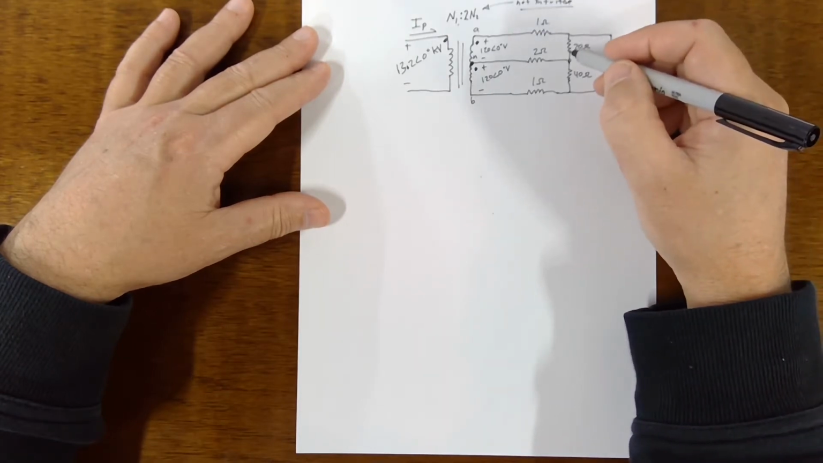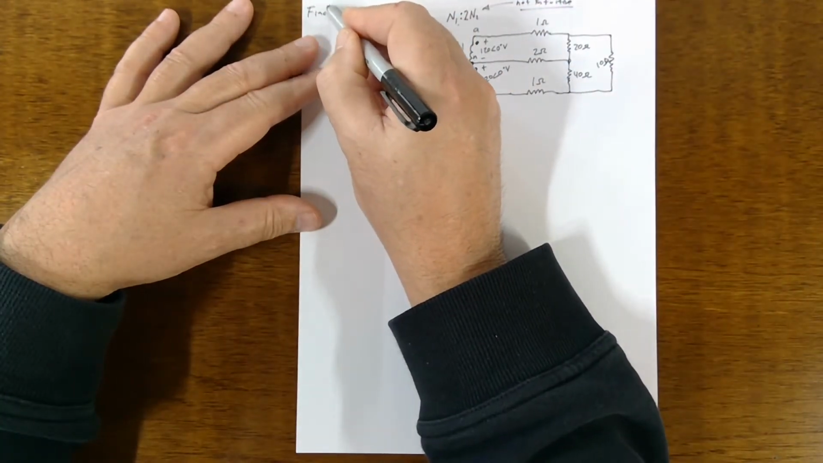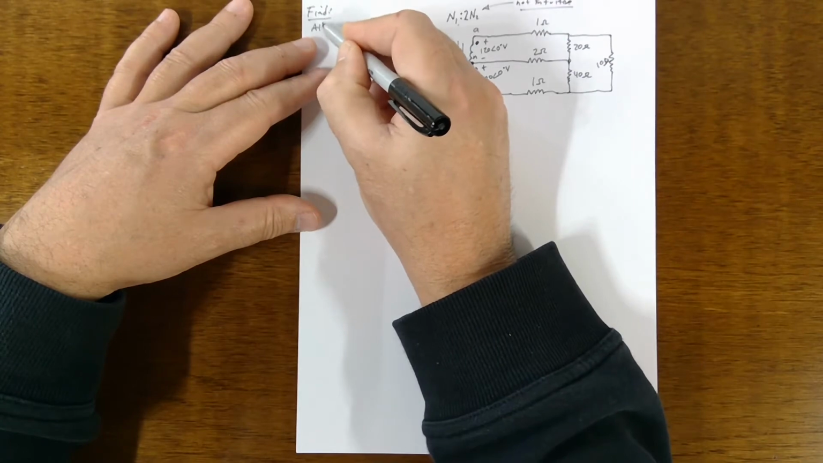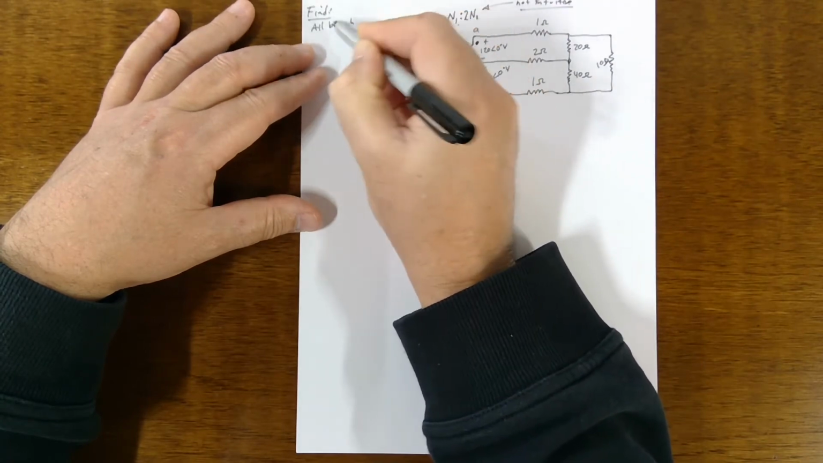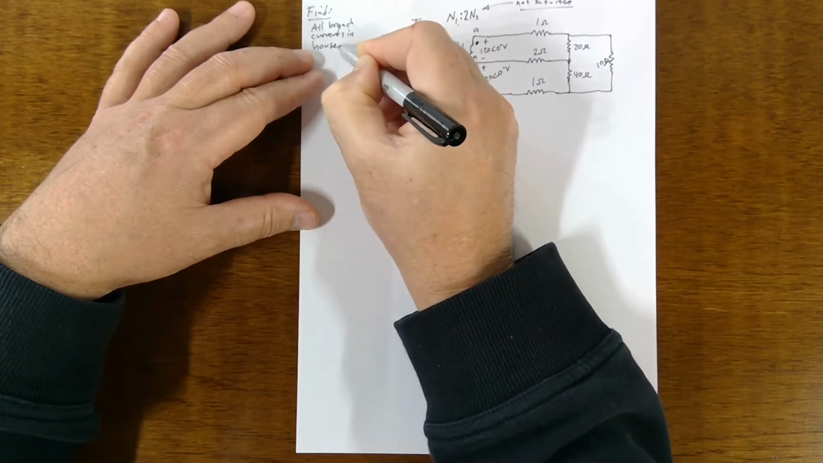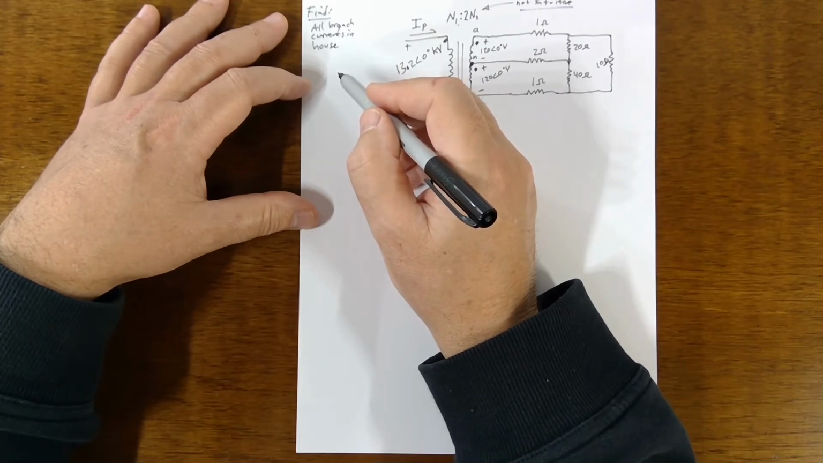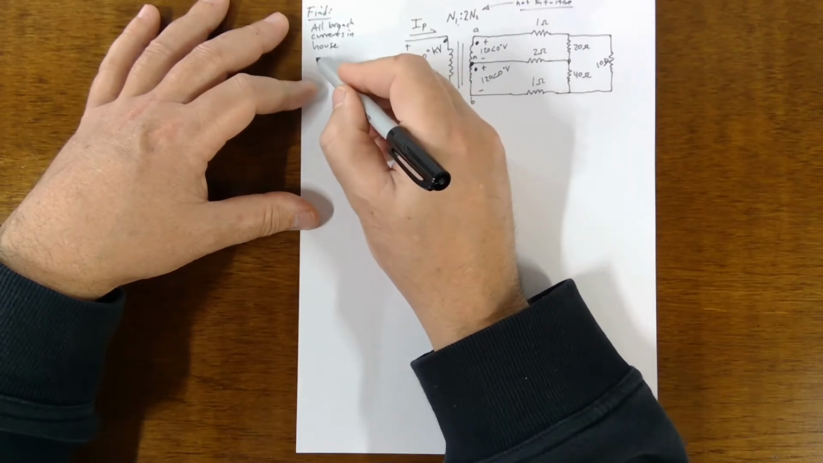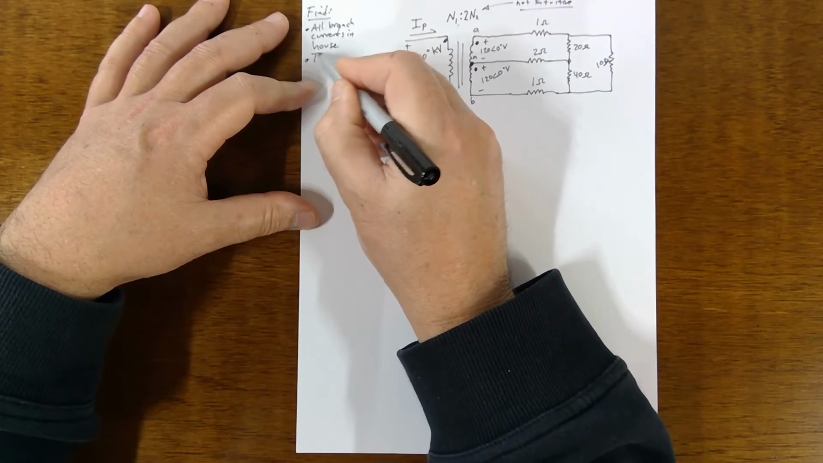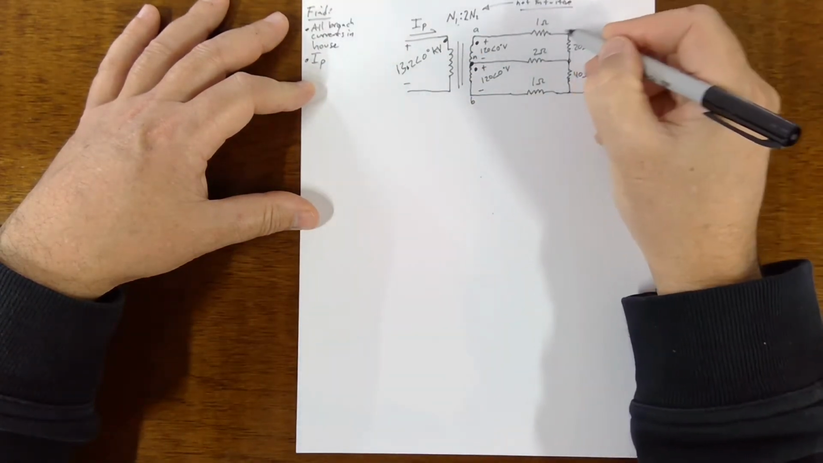We need to label all the branch currents, because that's what we're trying to find. We're trying to find all branch currents in the house. And there was something else we're going to find. I think we're going to find I sub P. So the branch currents, start labeling these guys.